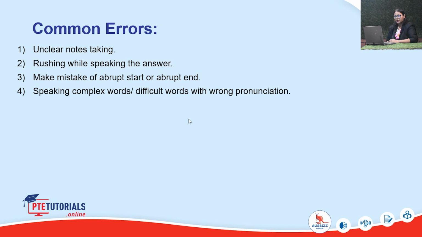The next common error is speaking difficult words or complex words even if we don't know the pronunciation of those words. This can create a problem again for the pronunciation score and definitely for the content score, because the system is not able to capture those words with the right pronunciation. The scores won't be granted for content and definitely for listening.